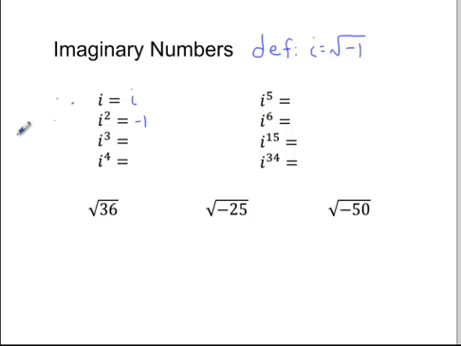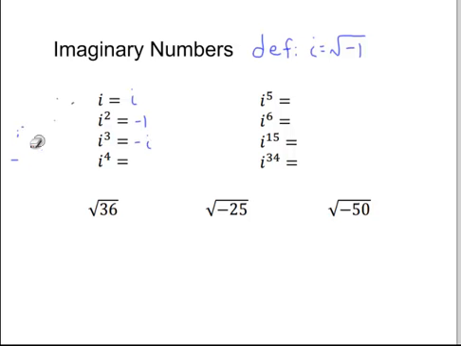i cubed is i squared times i. If you think about that, i cubed is just i times itself 3 times, which is i times itself 2 times plus another 1 time. So i squared is -1, and i is i. So I've got -1 times i, or -i.